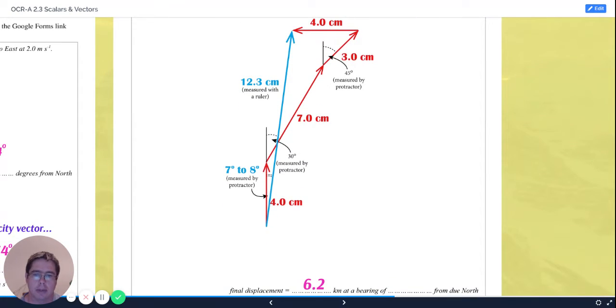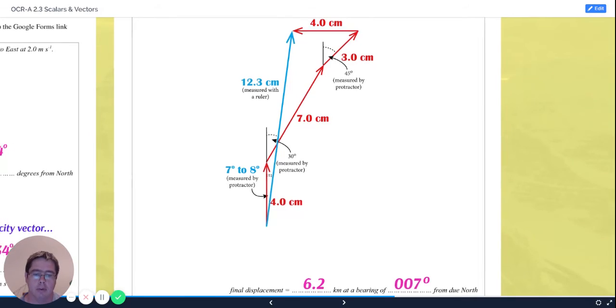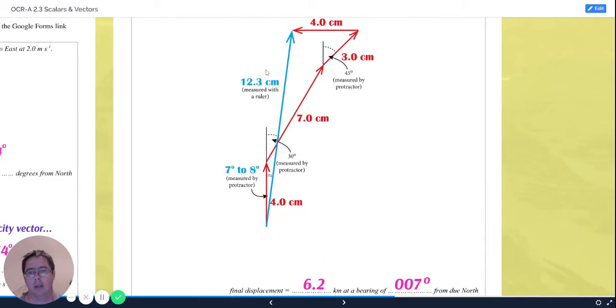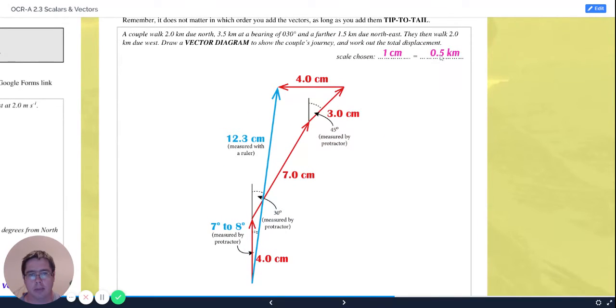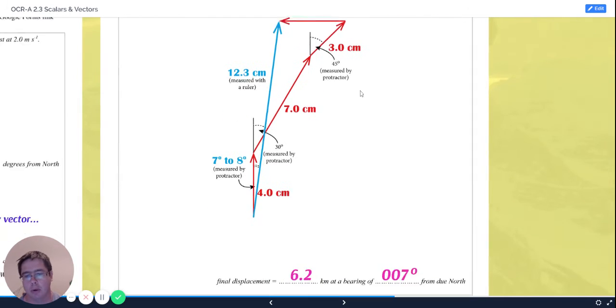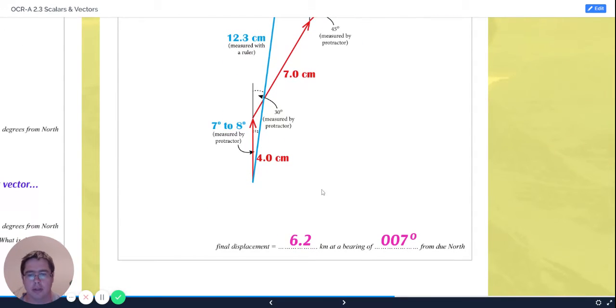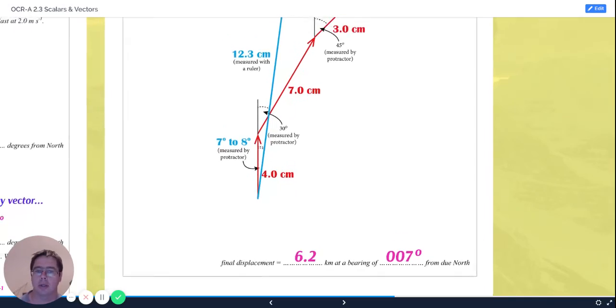I find a displacement of 6.2 kilometres, a bearing of 0.07 degrees. I know that because this is 12.3 centimetres for my resultant, and 1 centimetre is half a kilometre, so 12.3 times by a half is 6.15. I'm going to give it 2 sig fig, so 6.2 kilometres.